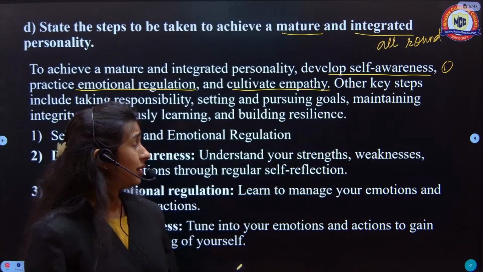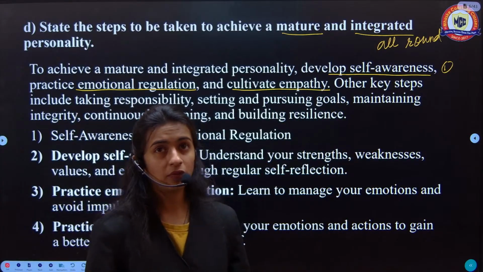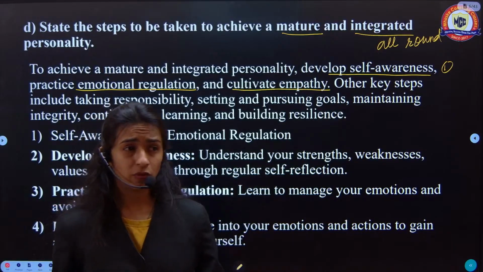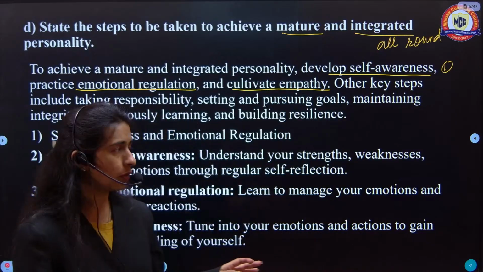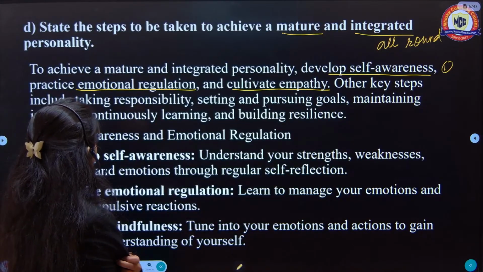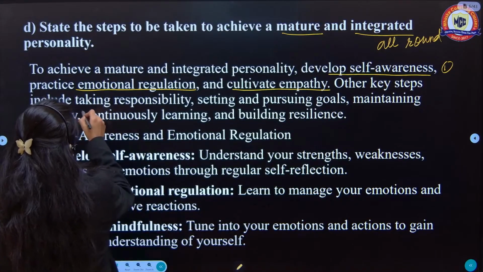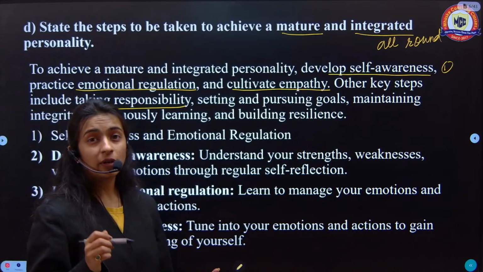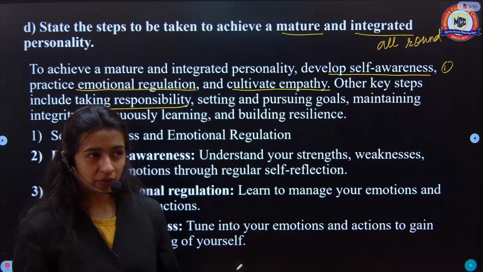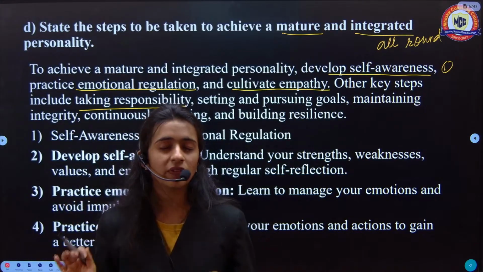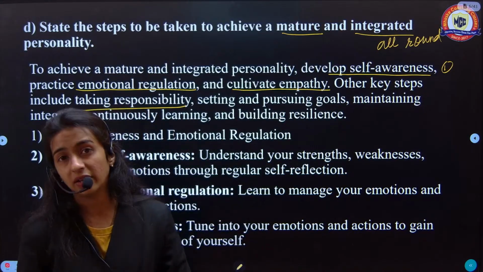So yes, cultivating empathy is really important, not just for living things, for animals, for trees, and for everyone around you. So other key steps including taking responsibility, this will make you mature. We call a person a gentleman or mature woman when they take responsibility for their own actions and reactions as well.